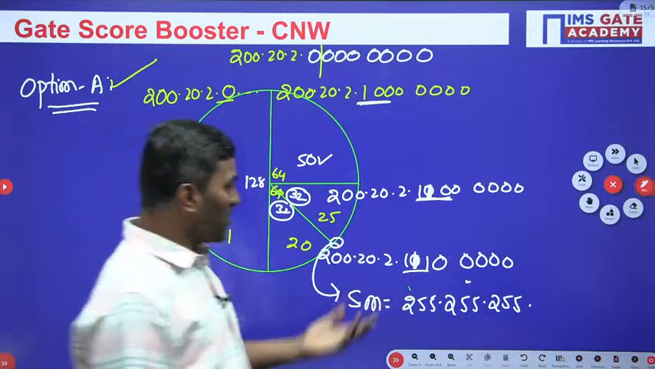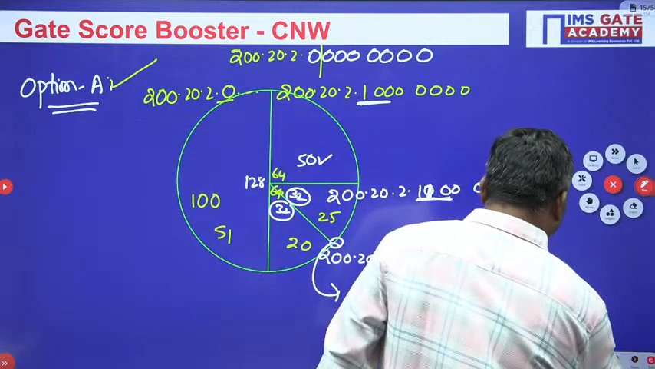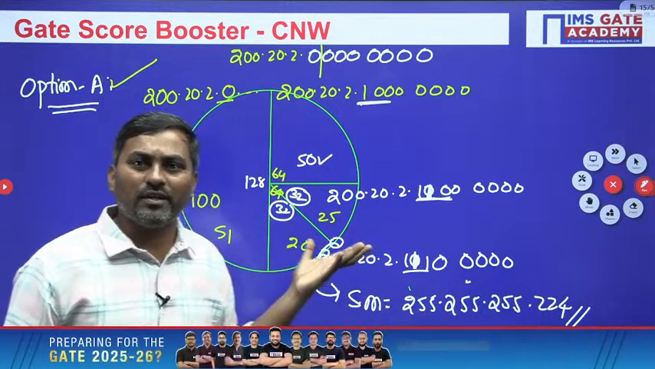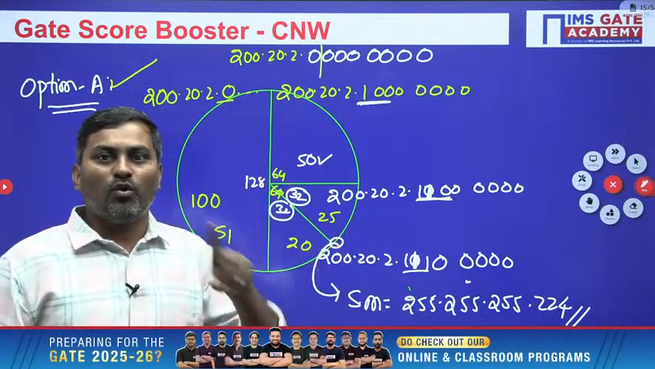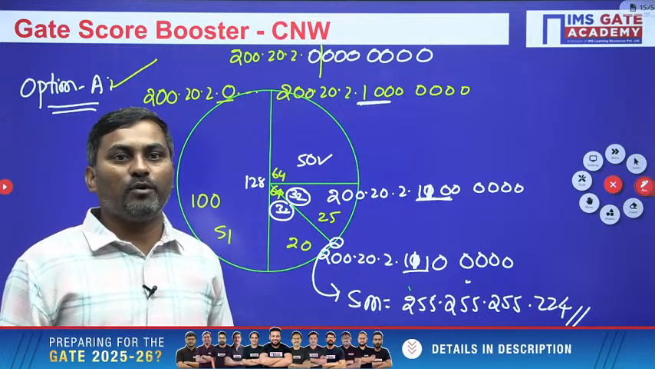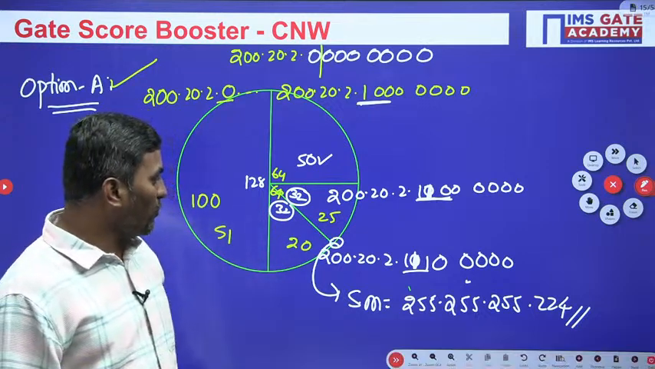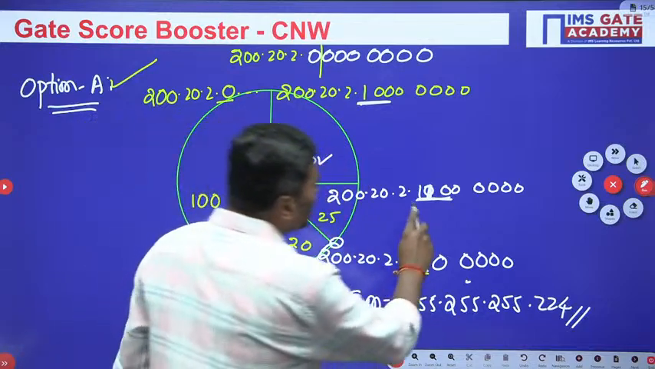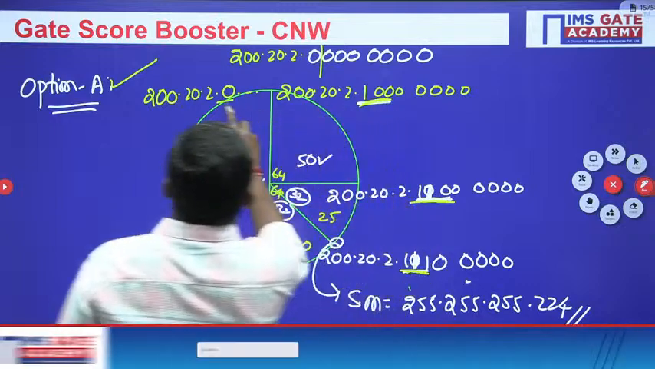Very good. 3 bits are borrowed means 224. Like this, everything you can write. Subnet IDs you can write. Subnet mask: no, Pardasarathi, that is a mistake. The last octet cannot be 255, it should be 224. Why? Because 3 bits you are fixing, correct or not? Here also 3 bits you fix. Here 2 bits you fix. Here 2 bits fixed.